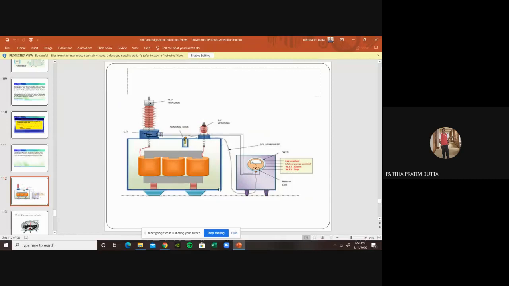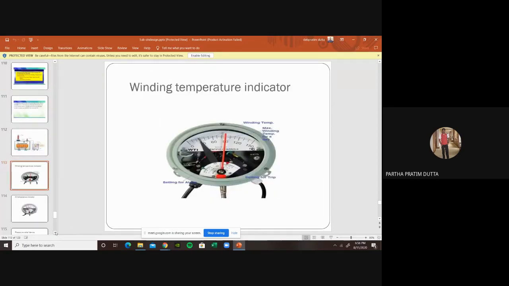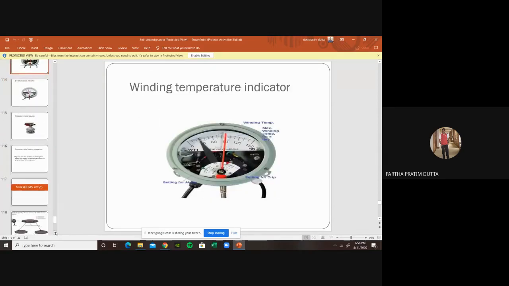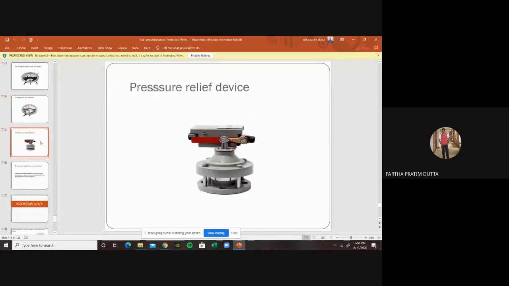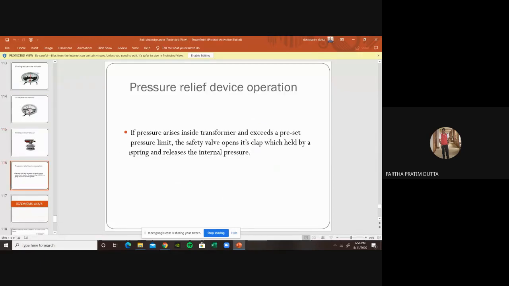This is the actual circuit given over here. How this differential protection CT is placed and the restricted earth fault CT is placed is being given over here. And now this is a little bit of a picture. We have seen the winding temperature, oil temperature, and pressure relief valve, how it is done, and the pressure release operation.